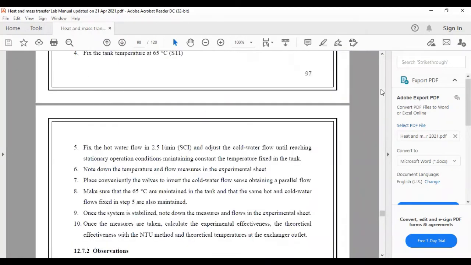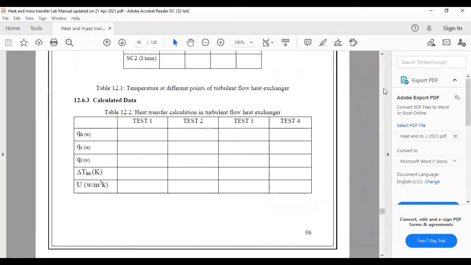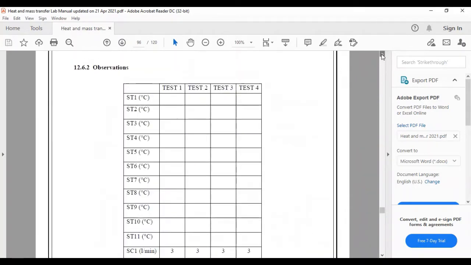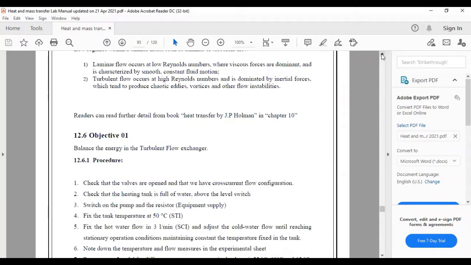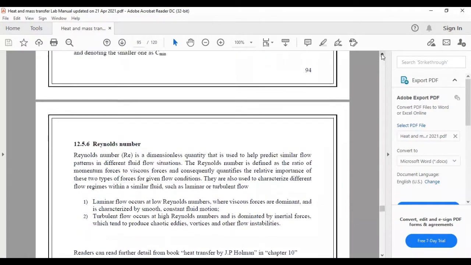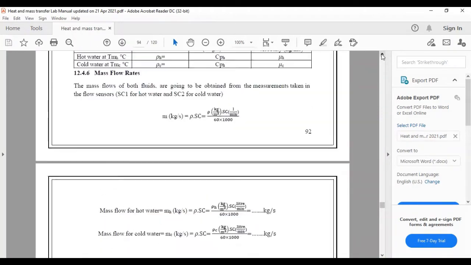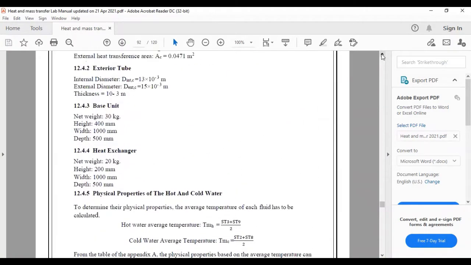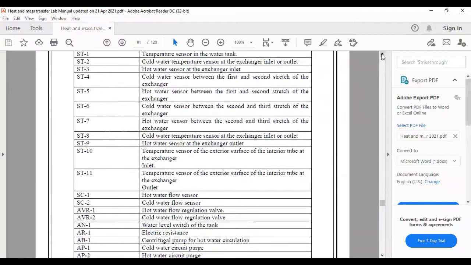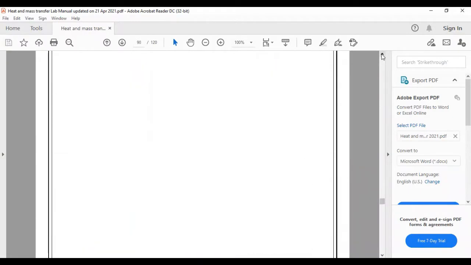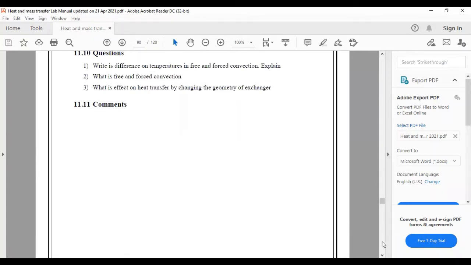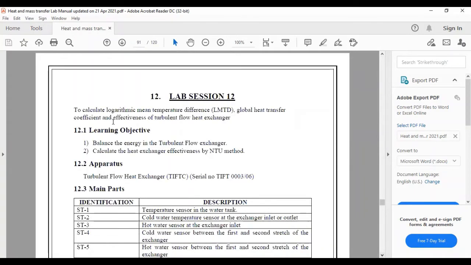Now we will move towards the lab and perform this experiment. I will show you how we will take these readings, and after the experiment we will learn how these observed values are converted to different parameters, and how we will calculate the LMTD, global heat transfer coefficient, and effectiveness.